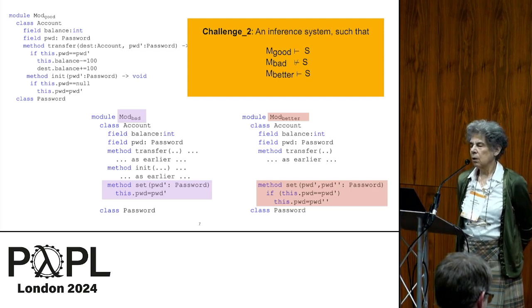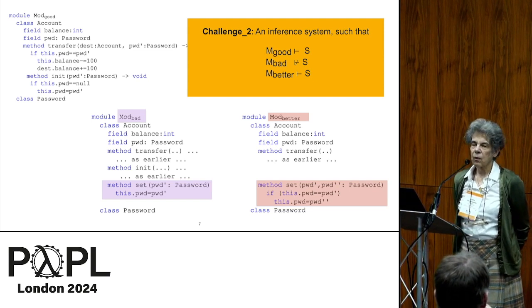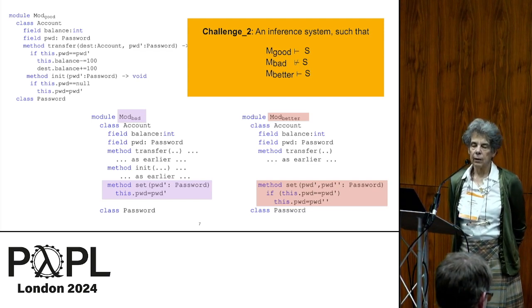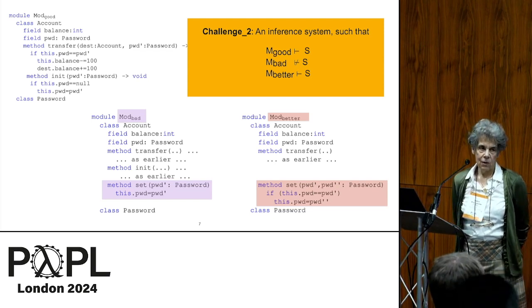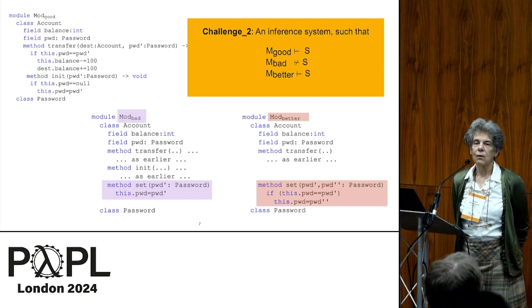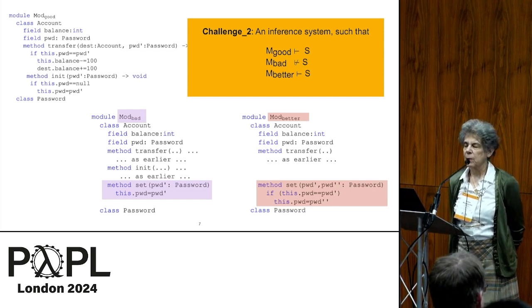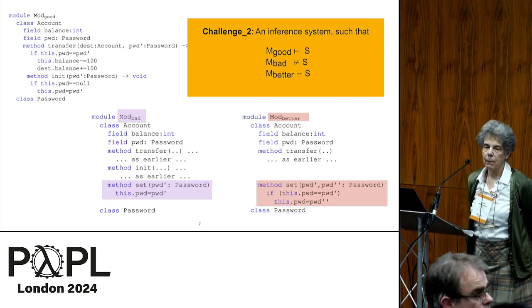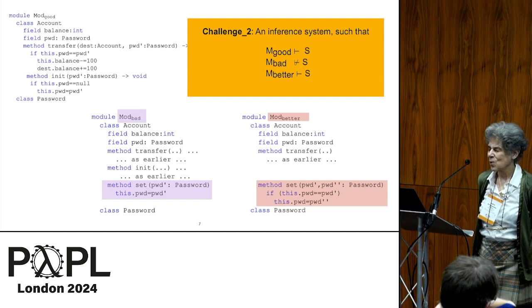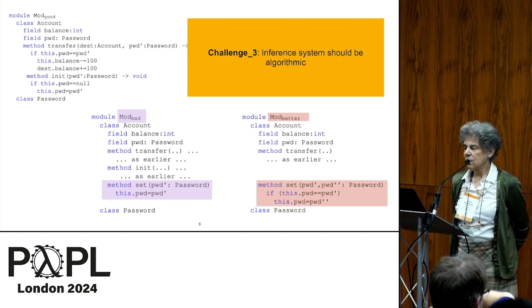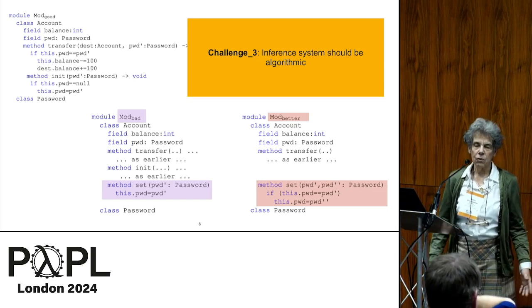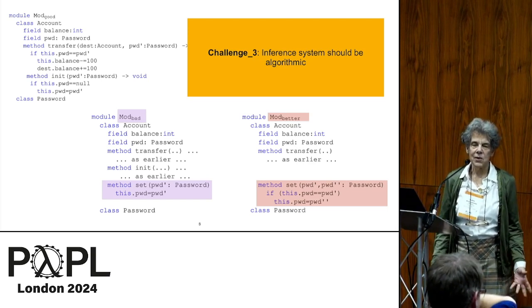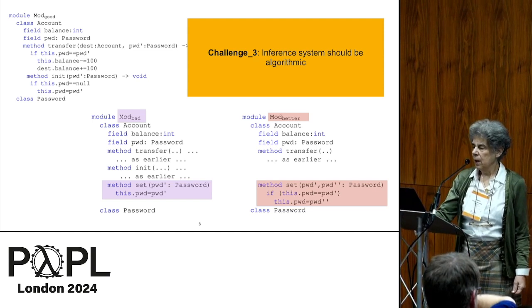The second challenge is to find an inference algorithm with which we can indeed prove that the good and the better module satisfy the specification, and with this inference algorithm, it should be impossible to prove that the bad module satisfies the specification. The third challenge is this inference algorithm. This inference system should be algorithmic. I should have a semi-decidable system.